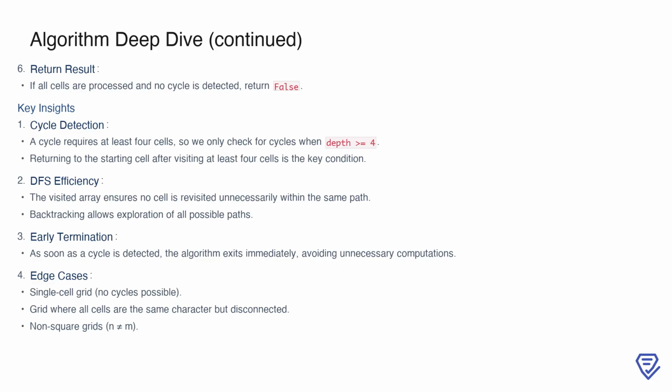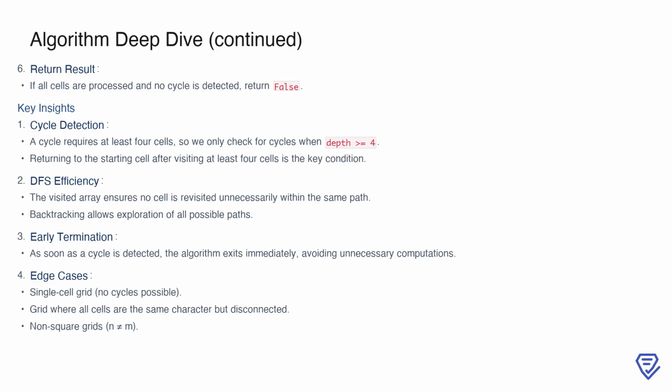First, a cycle requires visiting at least 4 cells, so we only check for cycles when the depth reaches this threshold. Returning to the starting cell after meeting this requirement is what confirms a valid cycle. The efficiency of the DFS approach is enhanced by the visited array, which ensures we don't revisit cells unnecessarily within the same path. Backtracking further allows us to explore all possible paths without permanent markings. We also implement early termination, exiting the algorithm as soon as a cycle is found, saving computational resources.